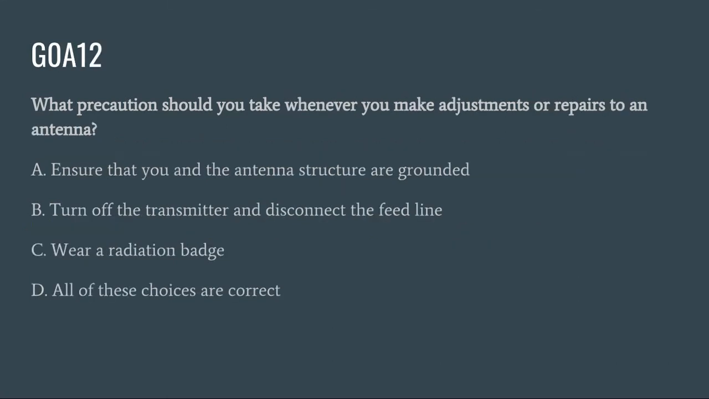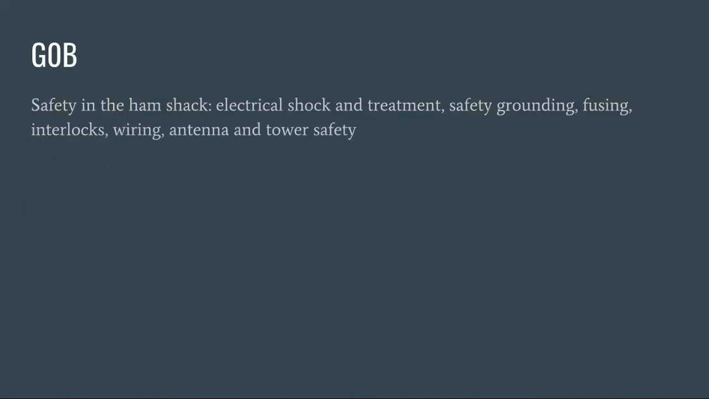G0A12, what precautions should you take whenever you make adjustments or repairs to an antenna? A, ensure that you and the antenna structure are grounded. B, turn off the transmitter and disconnect the feed lines. C, wear a radiation badge. Or D, all of these choices are correct. B, turn off the transmitter and disconnect the feed line.